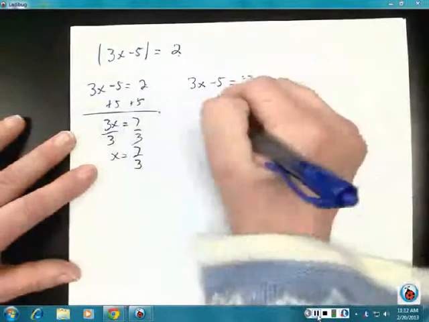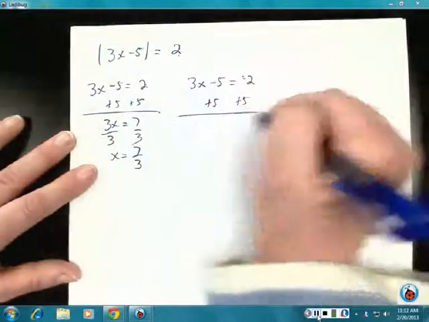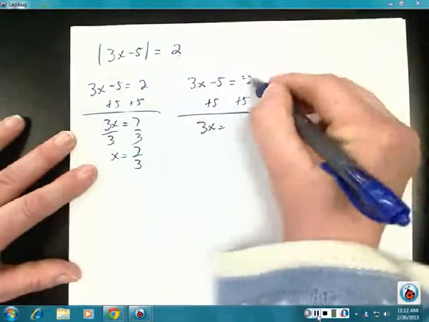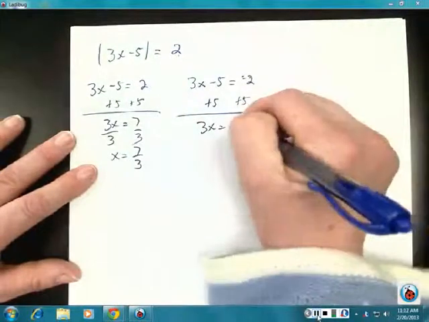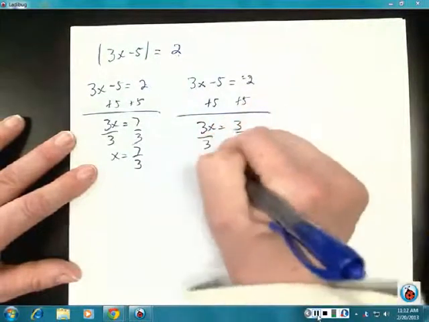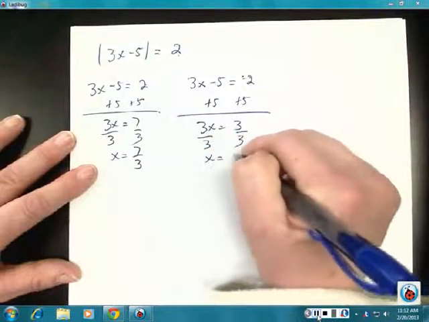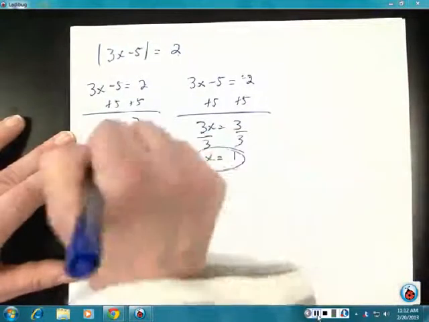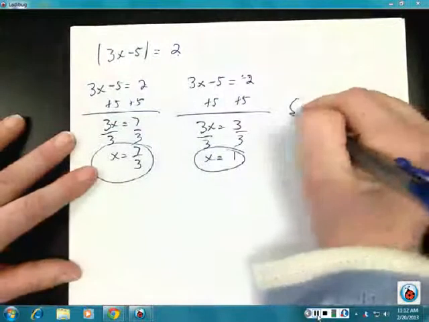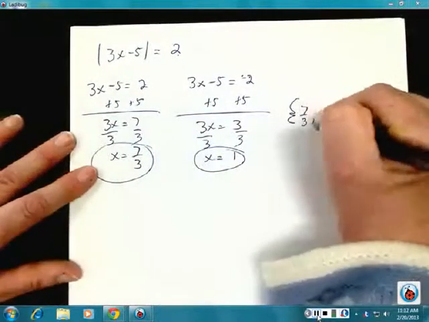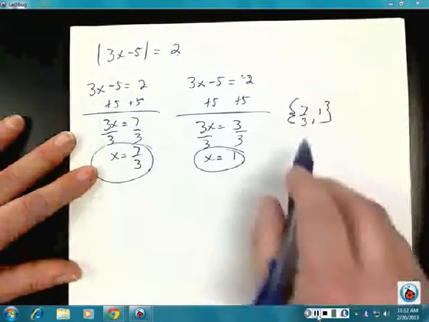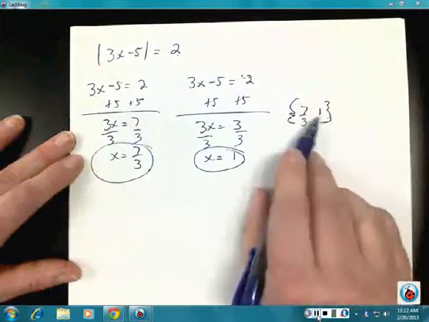Or, if I solve the other one, negative 2 and a positive 5 is a positive 3. Divide by 3. And I find x is equal to 1. So my answers to this are 7/3 and 1. Again, use braces because you're looking at set notation.